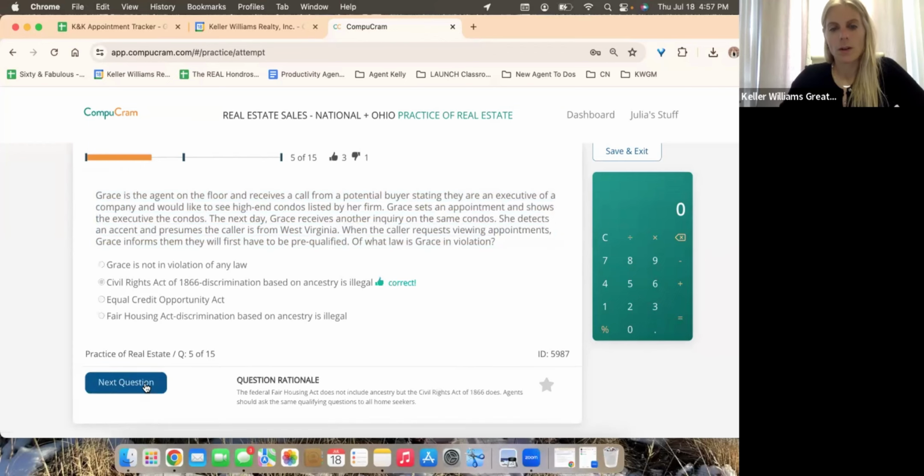B is correct as well. Good job. Yeah, that was a hard one. You're correct. So Civil Rights Act of 1866, discrimination based on ancestry is illegal. Agents should ask the same qualifying questions to all home seekers. And you want to make sure to get everybody pre-qualified so that you know how much they can spend and what they can afford in a house before you start taking them out to look at houses.